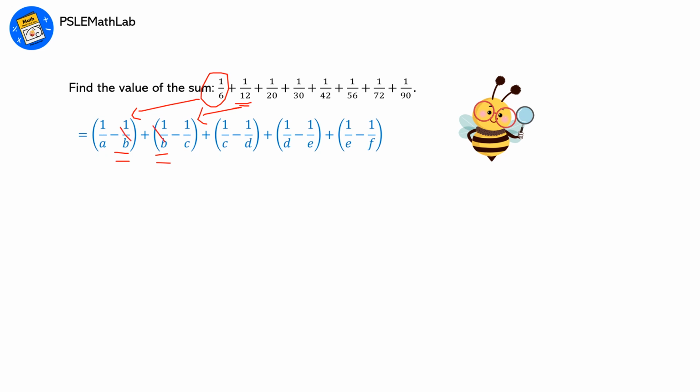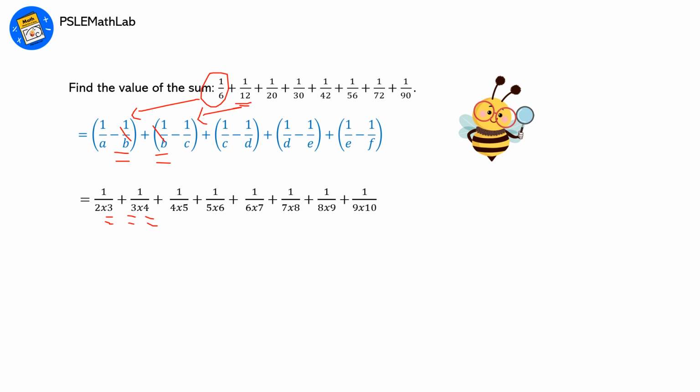Then let's see if we can fit this pattern into this fraction series. Let's observe the denominators first. So here we can see the 6 can be written as 2 times 3. The 12 can be written as 3 times 4. 20 can be written as 4 times 5. So on and so forth until the last one, 90, which equals 9 times 10. Here we can see the pattern is natural numbers, naturally linked. Here this is the common term.